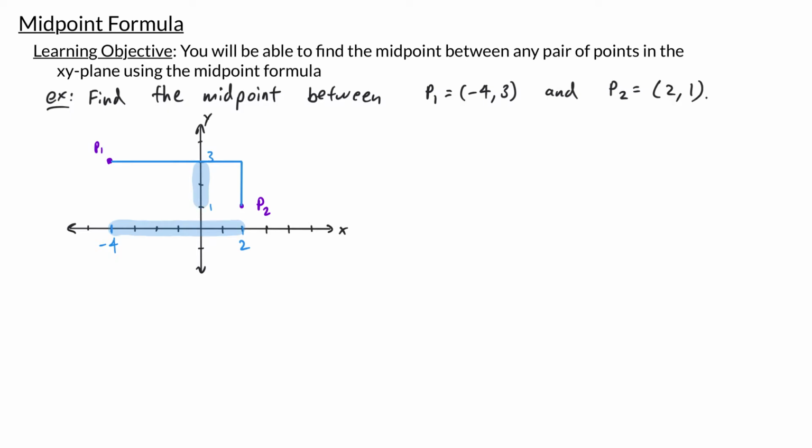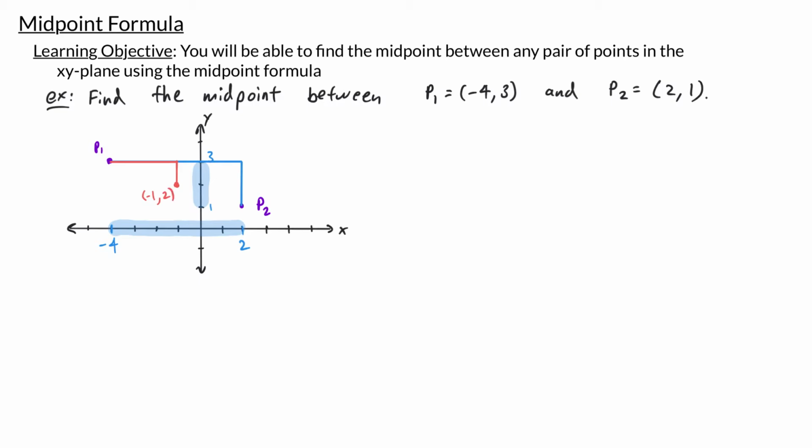Okay, so to get from P1 to P2, we travel 6 units over to the right and then 2 units down. If we want the midpoint from P1 to P2, wouldn't it make sense to take those distances and cut them in half? Instead of going to the right 6 units and down 2 units, instead we'll start at P1 and go to the right 3 units and then down 1 unit. This point that we got here is exactly halfway between P1 and P2. And looking at the coordinates here, we see that the coordinates are -1, 2.